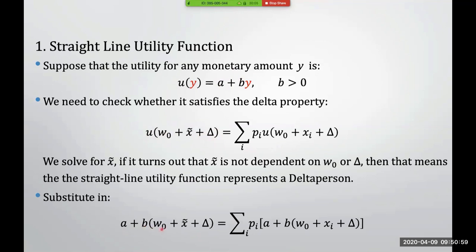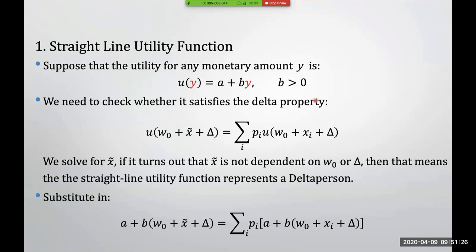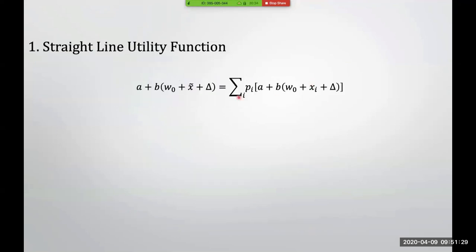A plus B times the amount of dollar final wealth. And over here, we would have the sum of PI times the U values of each prize, which is A plus B times each prize added to the total wealth. Okay. So let's carry this equation to the top of the next page. Nothing changed from here to here. Then we can simplify both sides of this equation by multiplying each term in the parentheses out with the multiplier B.